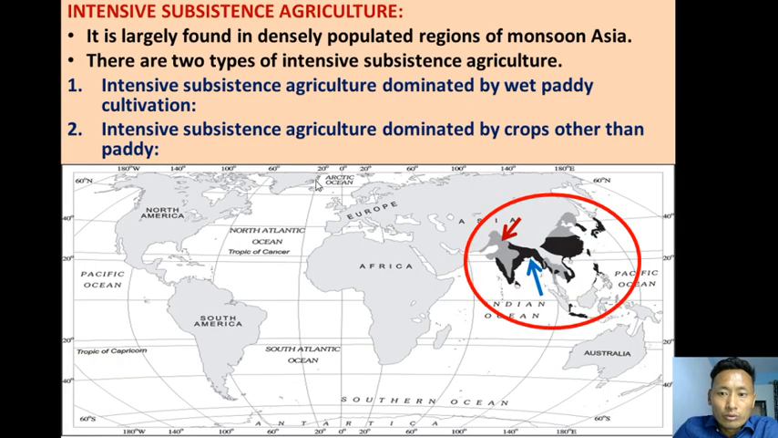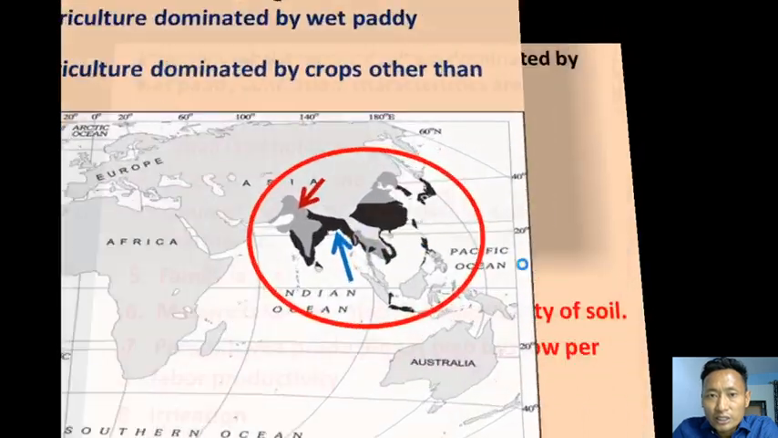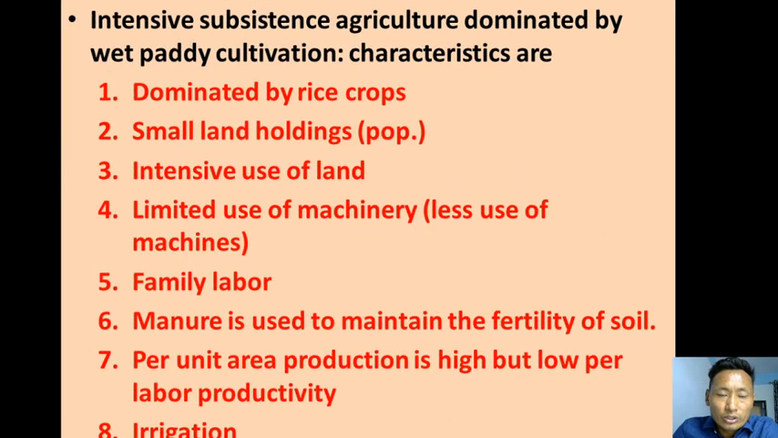In this region, they are practicing intensive subsistence agriculture. Why? Because in this region we usually have a high density of population. Because of the high density of population, every farmer's land holding is very, very small. So in order to subsist themselves and their family, they are compelled to cultivate two or more crops on the same agricultural land because of the large size of population and small agricultural land.